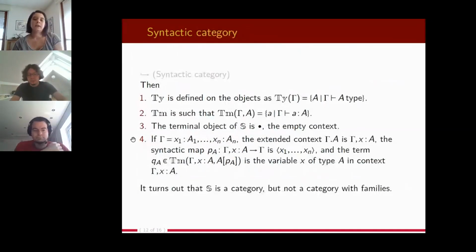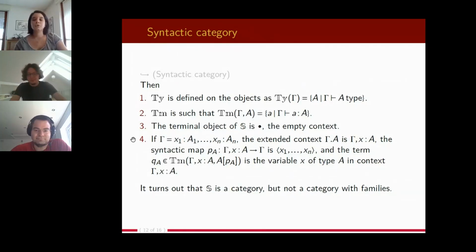Then we define the presheaf Ty such that Ty of gamma is the set of the types A such that gamma proves that A is a type. Then Tm is such that Tm of gamma and A is the set of the terms of type A in context gamma. Then the terminal object of our category is the empty context.